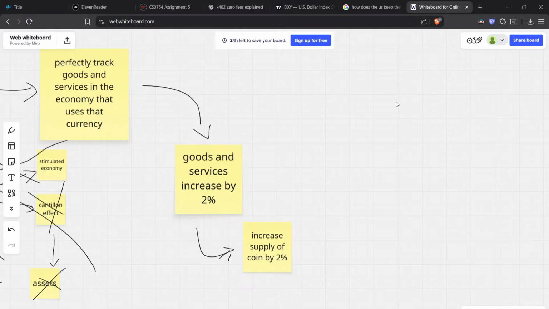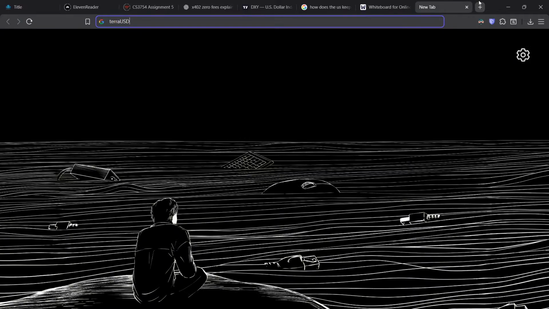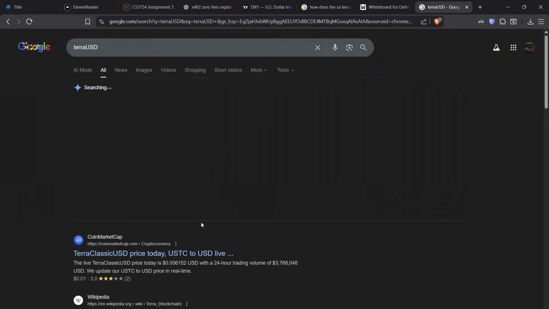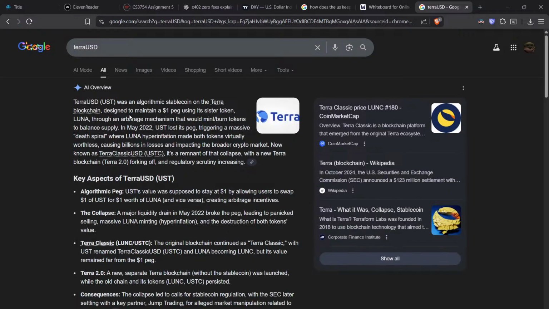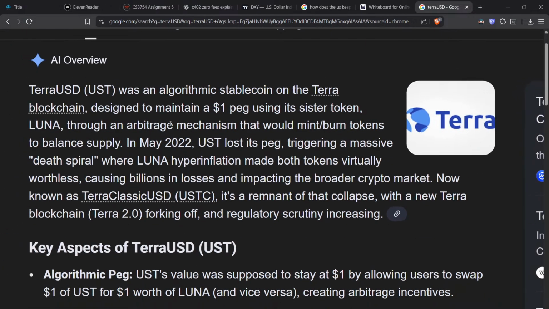right? Now, I think some other people tried this through automated systems, and I think there was one called Terra USD. It was an algorithmic stablecoin on the Terra blockchain designed to maintain a $1 peg using its sister token Luna through an arbitrage mechanism that would mint and burn tokens to balance supply. In May 2022, UST lost its peg, triggering a massive death spiral where Luna hyperinflation made UST tokens virtually worthless, causing billions in losses and impacting broader crypto.